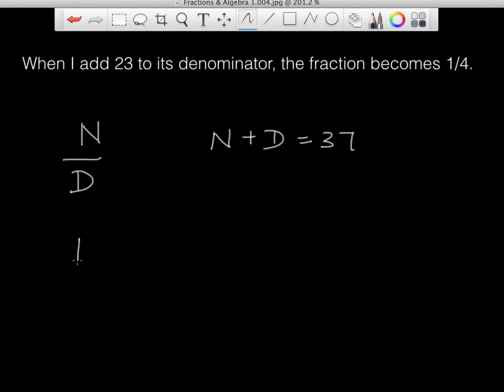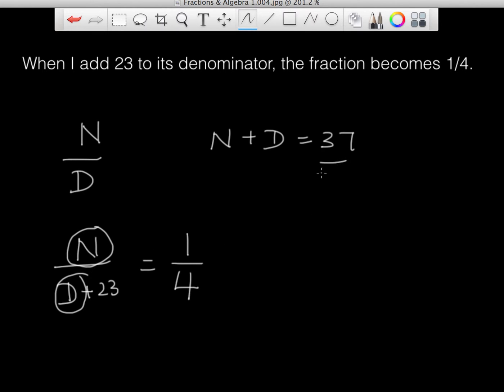This means if you add 23 to the denominator, you can simplify this fraction into 1/4. Remember that if you take the numerator plus the denominator, this will actually give you 37. And then if you add 23 to the denominator, you get 1/4.